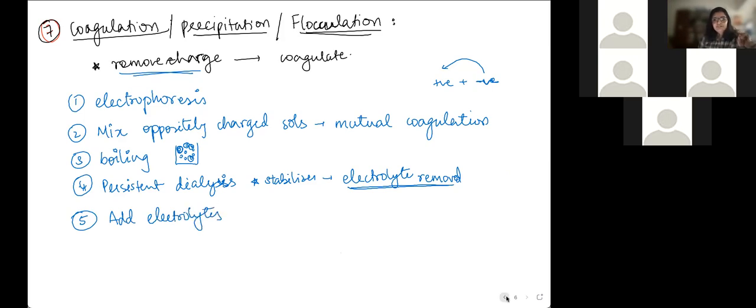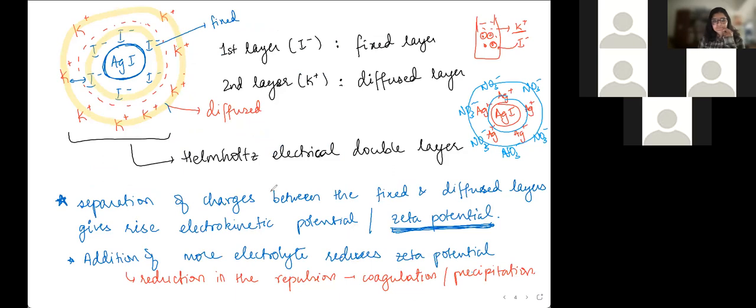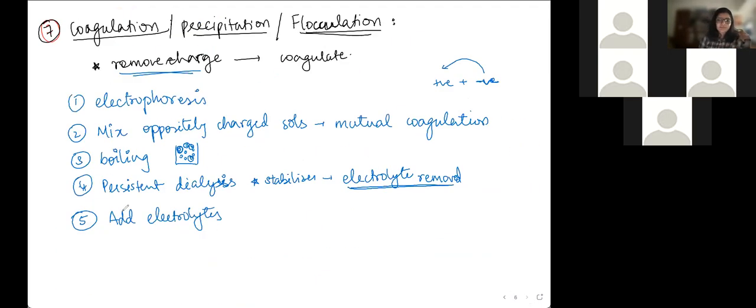Addition of electrolytes, remember we discussed this earlier. Addition of more electrolytes decreases the zeta potential. Because there is a reduction in the repulsion, you're adding a lot of ionic particles, and that ends up with coagulation or precipitation. So these are the 5 methods of coagulation, just going over it again.